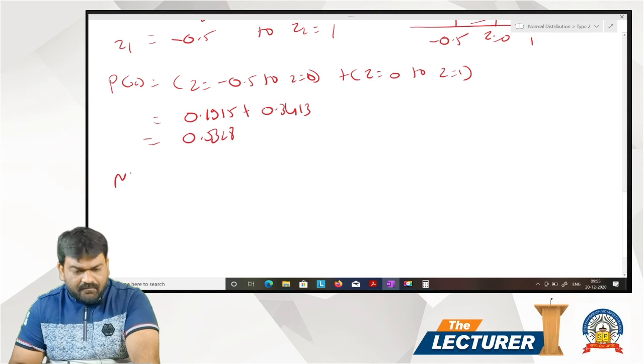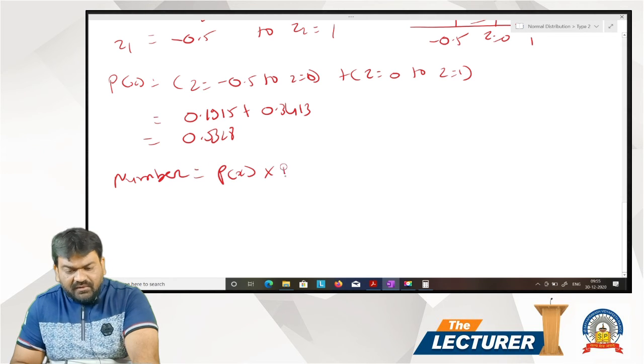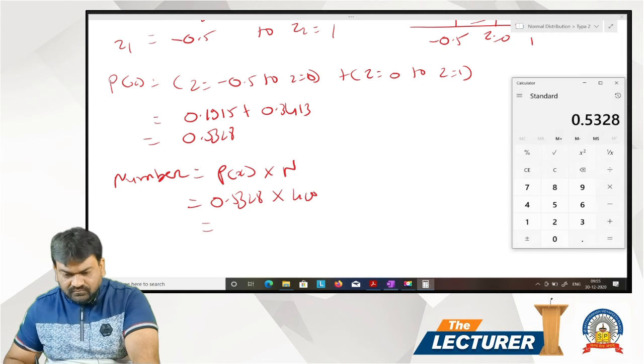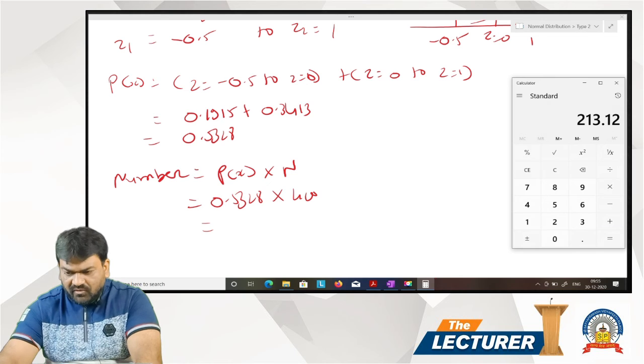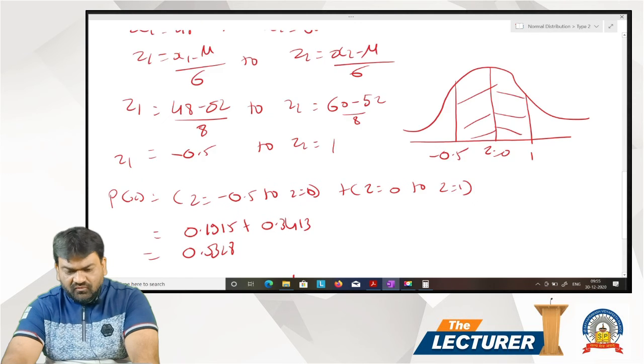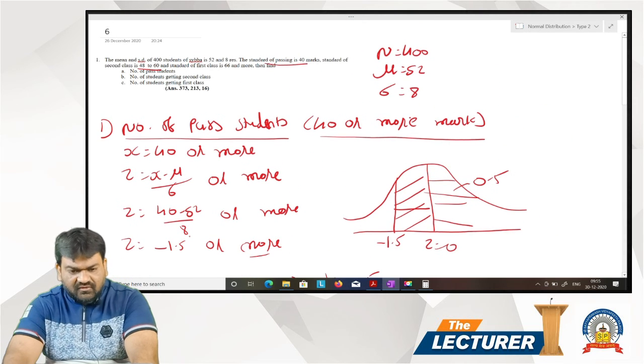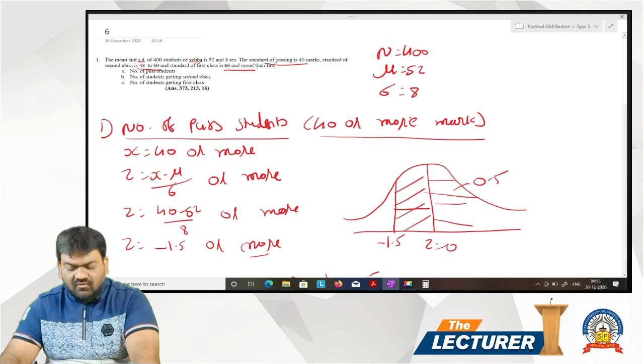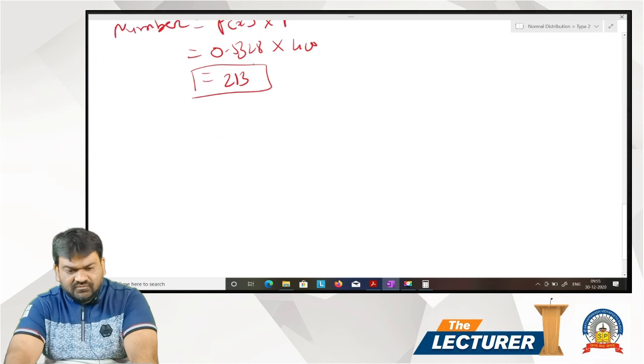And the number is probability multiplied by n. 0.5328 multiplied by 400 is 213. So there are 213 students who secured second class. Next, number of students getting first class. The criteria for first class is 66 or more marks.